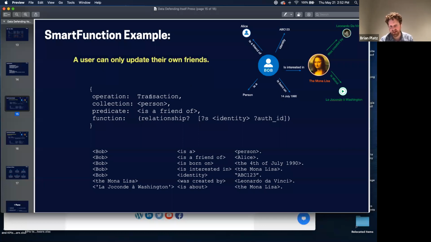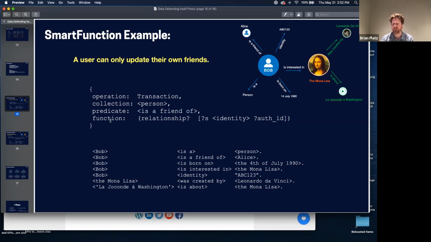So we're just representing this rule in a JSON-like format here, but we're gonna say this applies to transactions or updates, and this gets triggered anytime someone's trying to manipulate a person. So remember, Bob is a person, and only when they're trying to modify is a friend of. So here's the Bob is a friend of Alice.